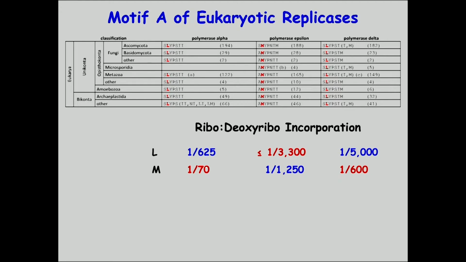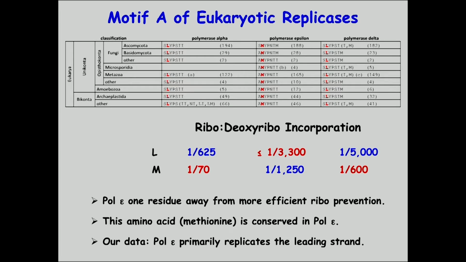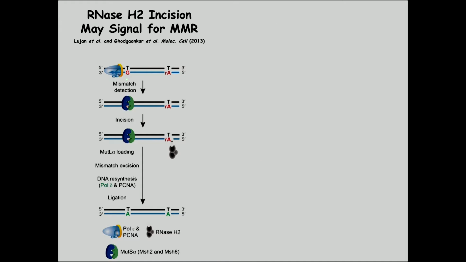And you can see that methionine in pol epsilon is less selective against ribose than is leucine. And pol epsilon is one residue for more efficient ribo incorporation. This amino acid is conserved in pol epsilons, and our data suggests that pol epsilon primarily replicates the leading strand, and therefore we wondered whether this is a methionine and these guys are leucines because this provides some positive selective advantage to an organism. And we speculated on mismatch repair. So suppose that the polymerase makes a GT mismatch, but it also occasionally incorporates a ribonucleotide, that RNase H2 could incise this ribonucleotide to provide a strand discrimination signal for removal of the mismatch.